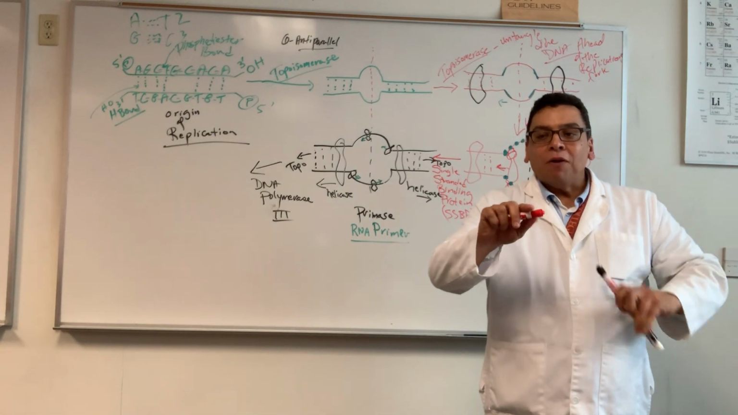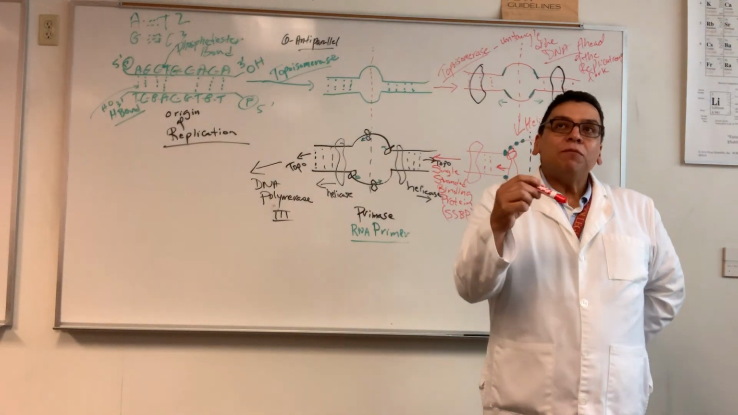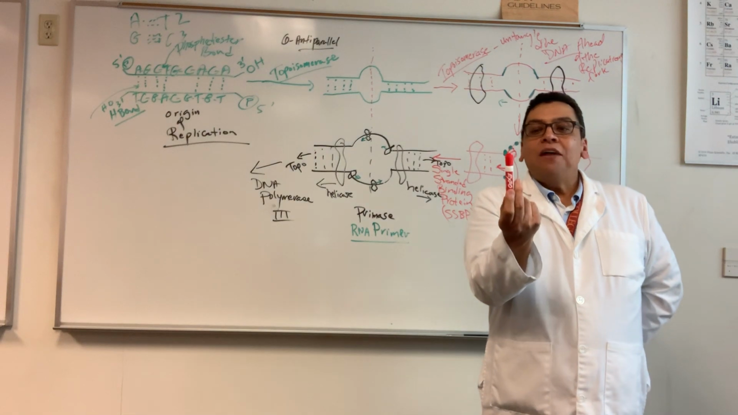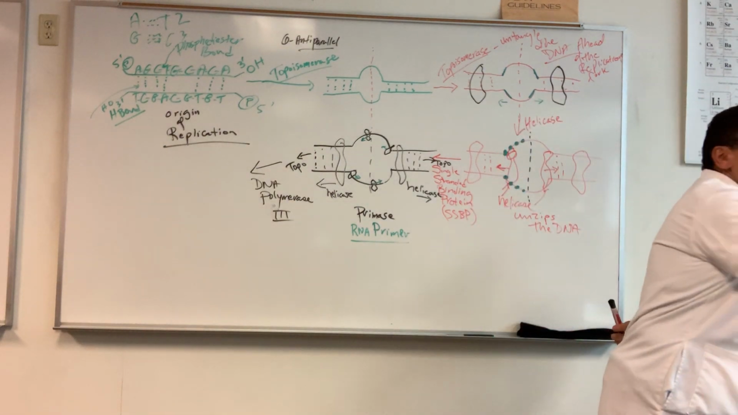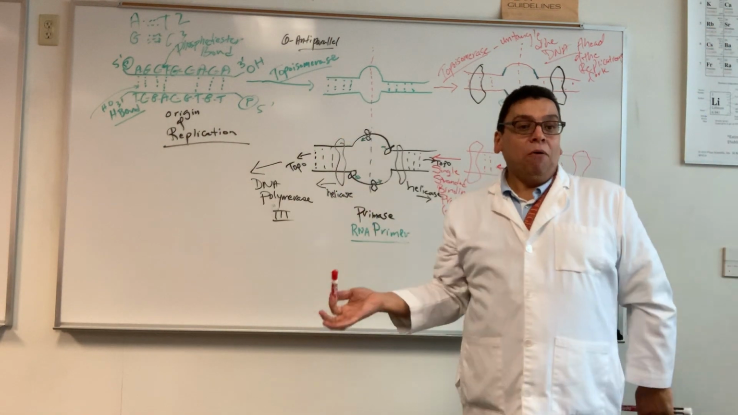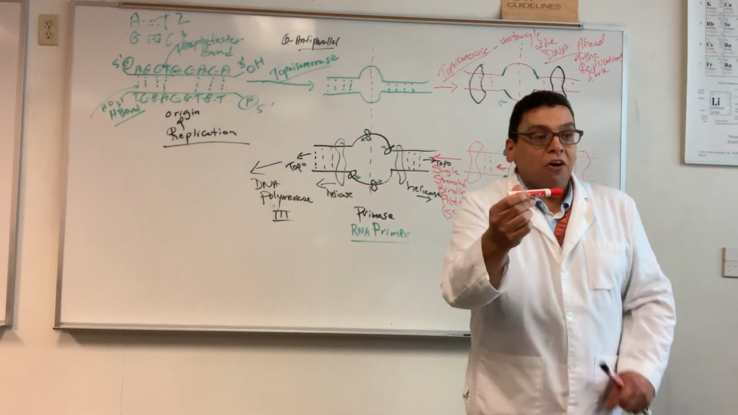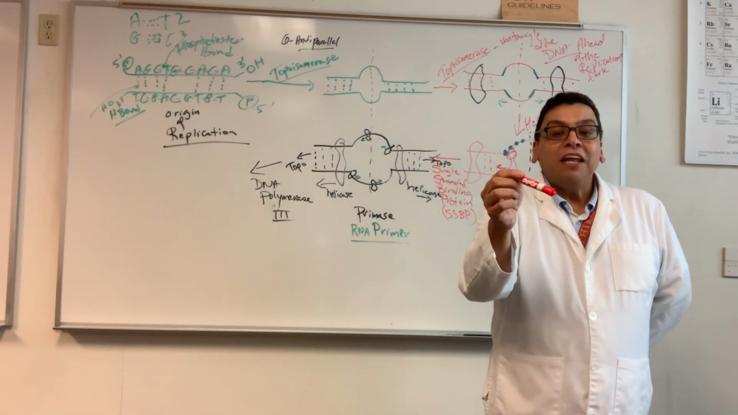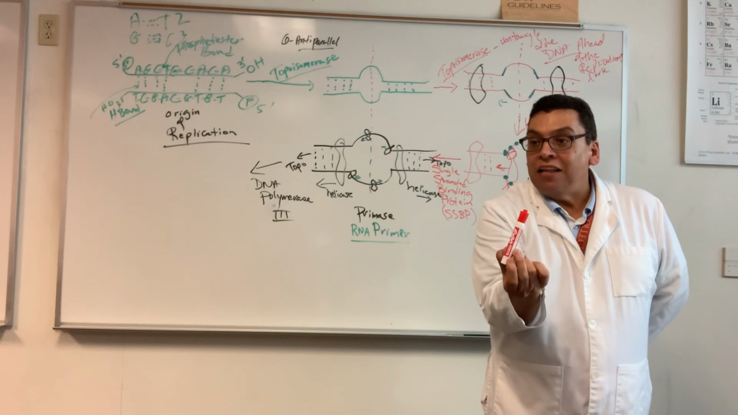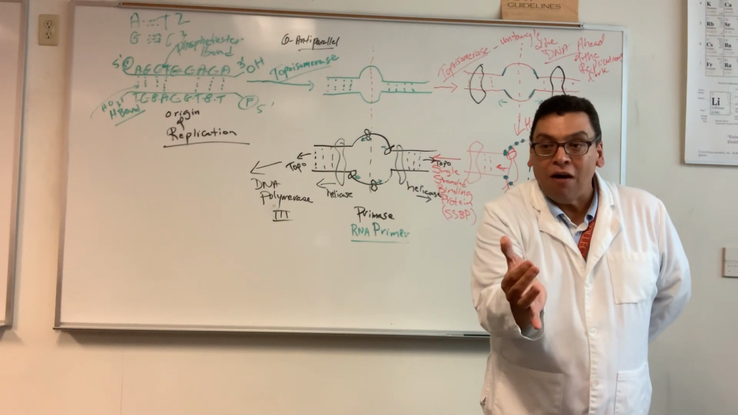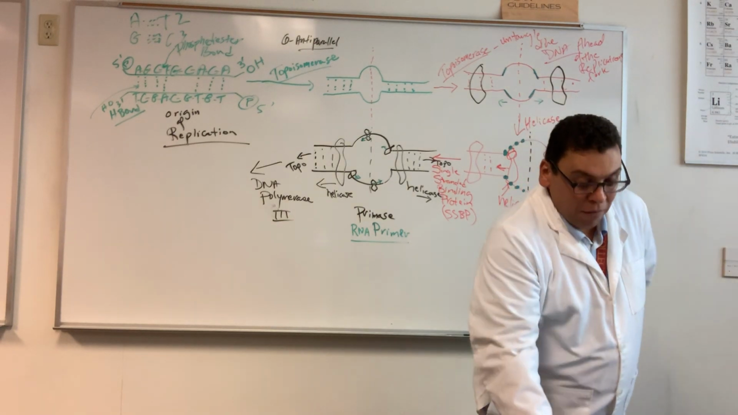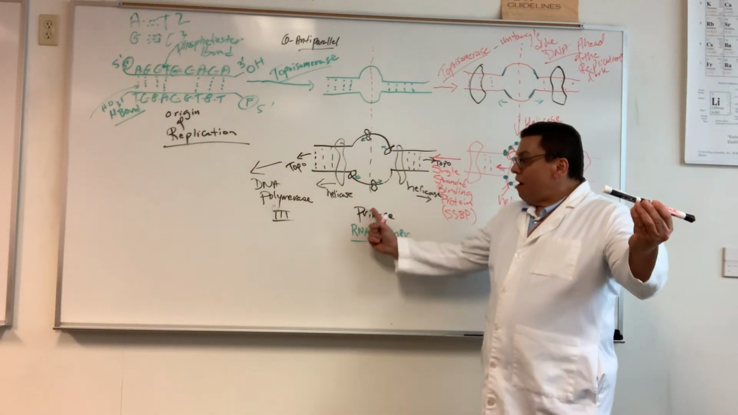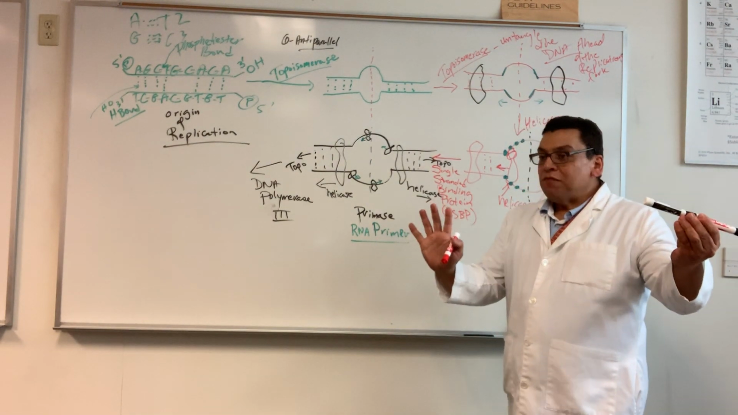So without the primer, DNA polymerase 3 runs into two problems. I don't know where to start. Does he want me to start here, here, here, here, here? I don't know. So let me guess. I'll start here. And let me try to attach. Attach to what? You don't have anything to attach it to, so it falls. But with the primer in place, RNA primer, I solved this problem.